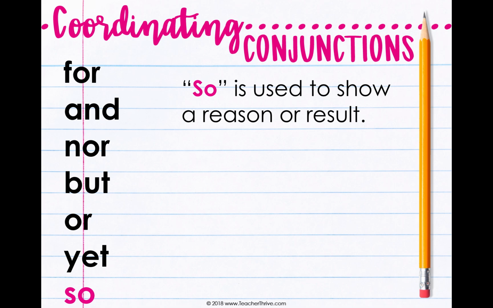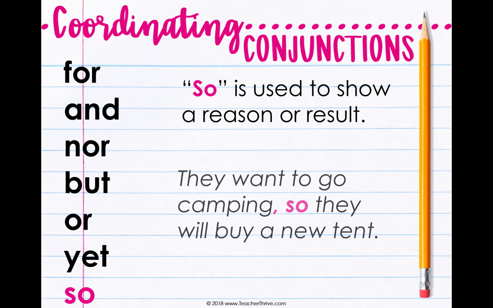The last coordinating conjunction in the acronym FANBOYS. We had for and nor but or yet. So is used to show a reason or a result. They want to go camping, so they will buy a new tent. They want to go camping is a simple sentence. It's an independent clause. They will buy a new tent is also a simple sentence. It's also an independent clause. It has a subject and predicate.